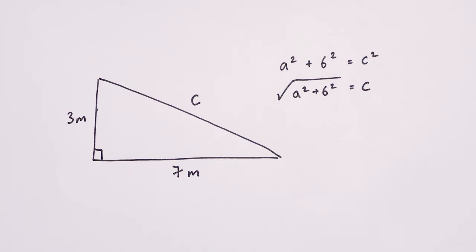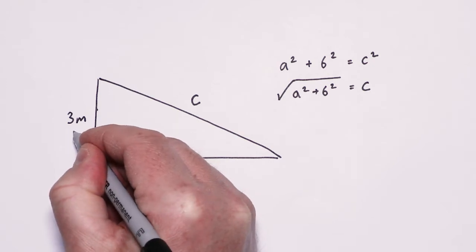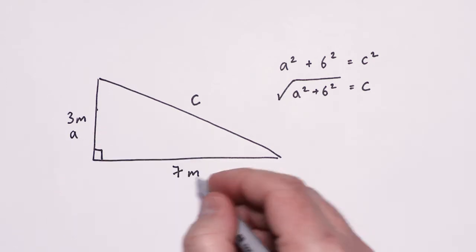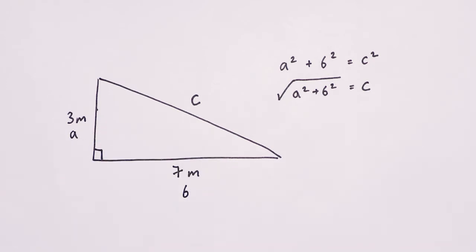Now we can start plugging in some numbers. It doesn't matter which one of these sides you label as a and b. It only matters that c is always the longer side. So in this case I'm going to make a the 3 metres and b the 7 metres, but the maths will work with the other way round. So now let's put in the numbers.